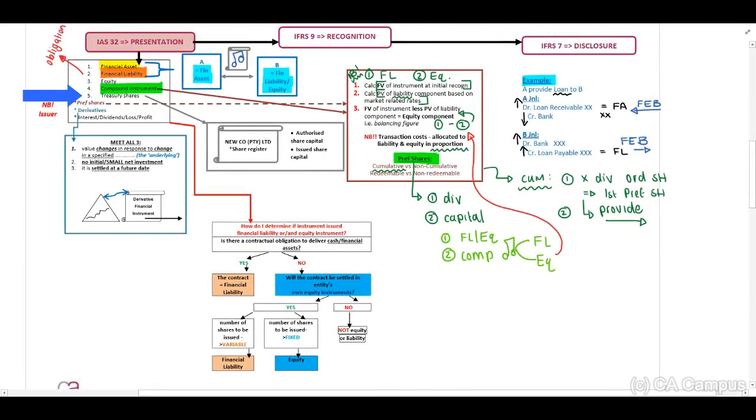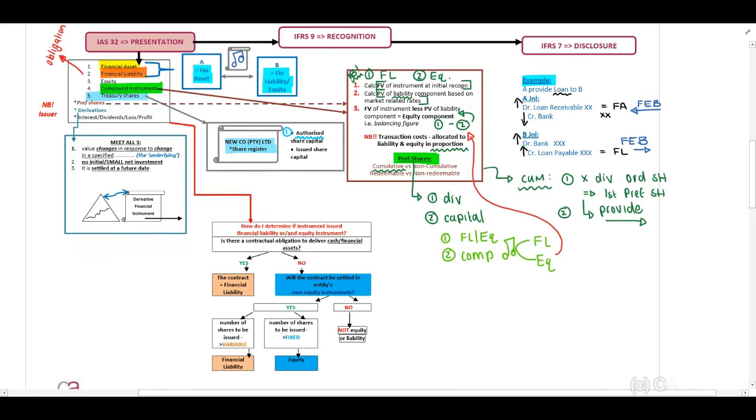Let's move on to our treasury shares. Now, what is treasury shares? This is when the entity reacquires its own equity instruments. I'm going to explain this by means of a very basic example. If we register a new company with Sub C, we need to keep a share register in terms of our Companies Act.